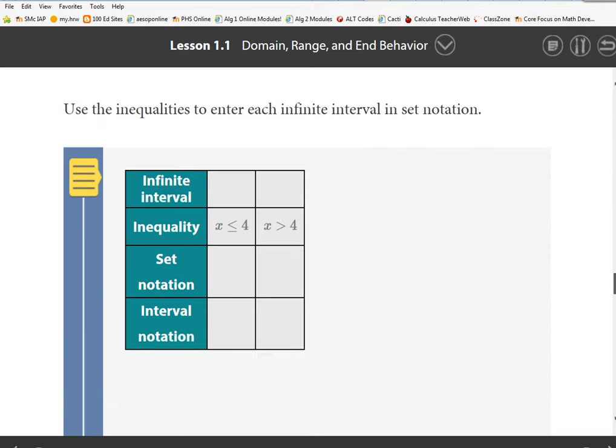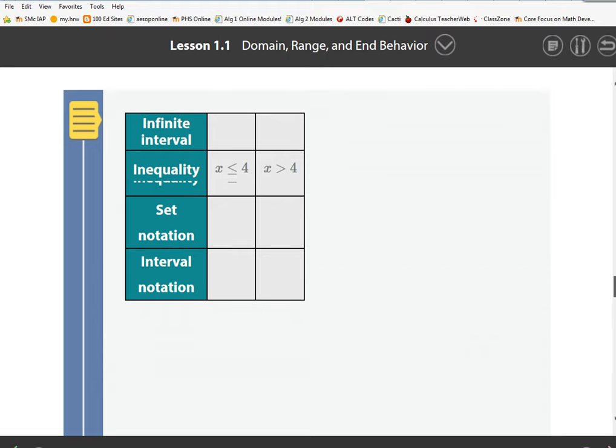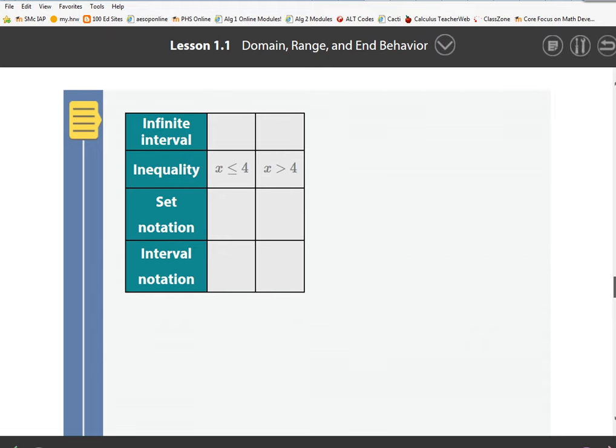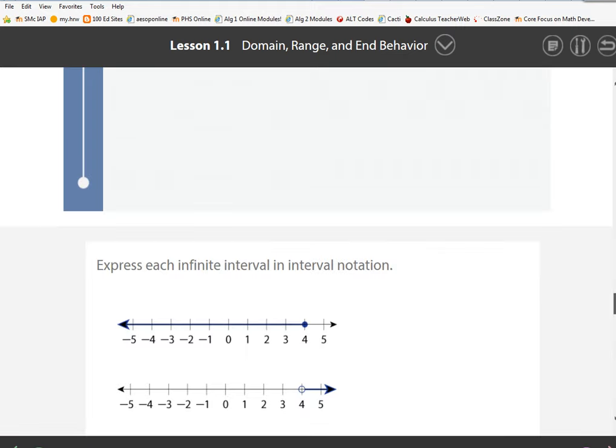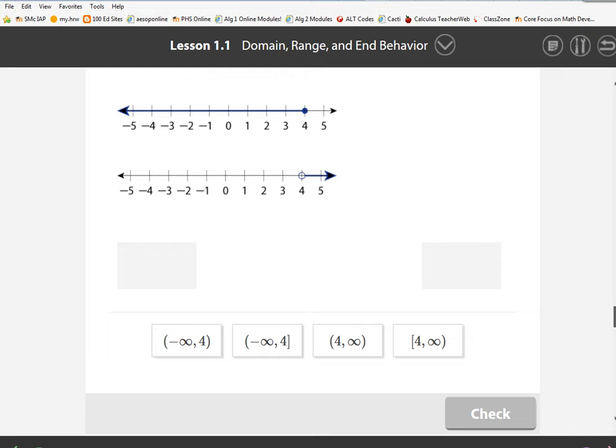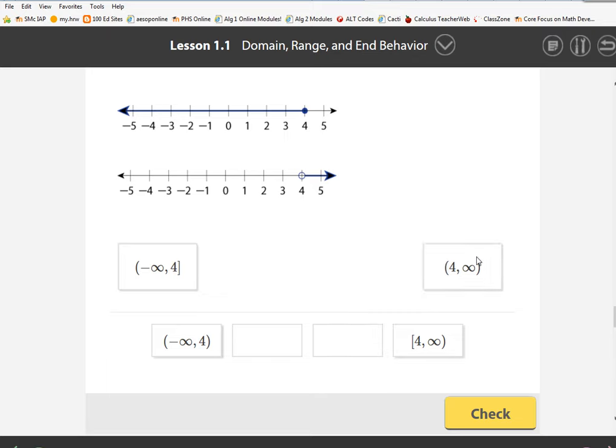Probably advance a little bit here. Interval notation. Katie, what do you think? Which one's that? Second one, good. That's good. Which one? Oh, yeah. Okay. Yep. Okay, that makes sense.